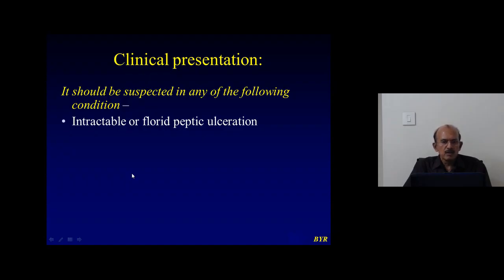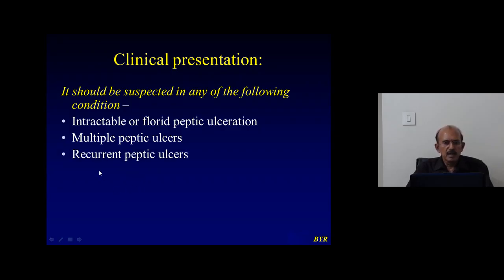Or if the ulcer is very deep, very acute, and very large in size, then also we must investigate the patient for Zollinger-Ellison syndrome. When there are multiple peptic ulcers, some in the first part, some in the second part, some in the pyloric antrum, then you must think of Zollinger. Then recurrent peptic ulcers, peptic ulceration in unusual sites, second part of the duodenum.